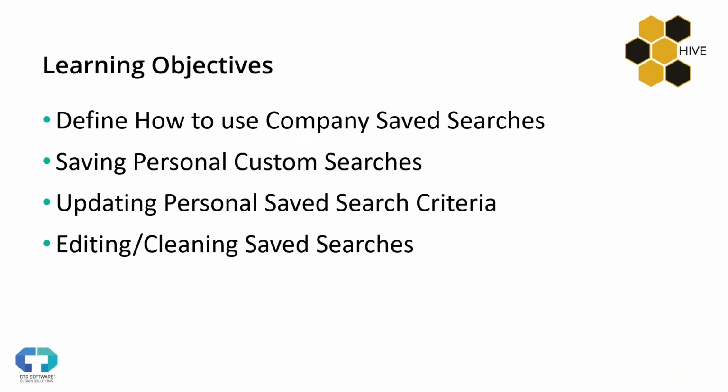We are going to talk about saving your own personal custom saved searches today. We're also going to talk about updating the criteria for those saved searches, because sometimes you change your mind on how something is run or you want to refine it in the future. You can do that. There's a lot of ways we can leverage this to really speed up our searching. And we're also going to talk about editing and or cleaning up our saved searches, because sometimes we find that maybe we don't use this search so much and it's just in the way. It's muddying up our search list and we might want to clean it out. So we'll take a look at how to do that.